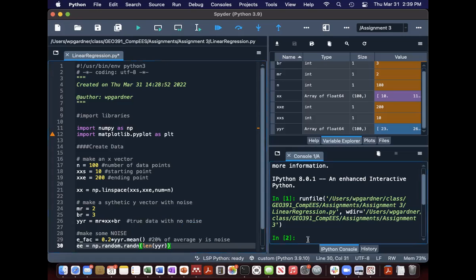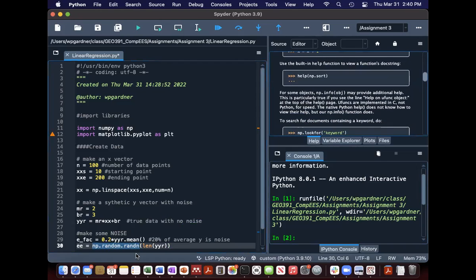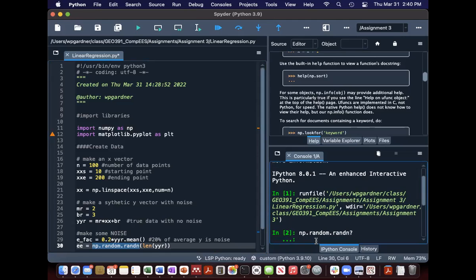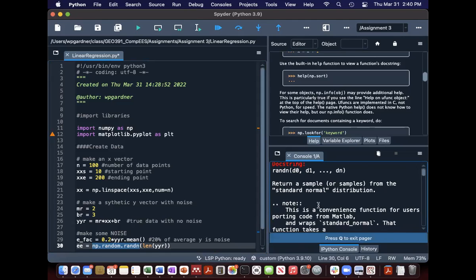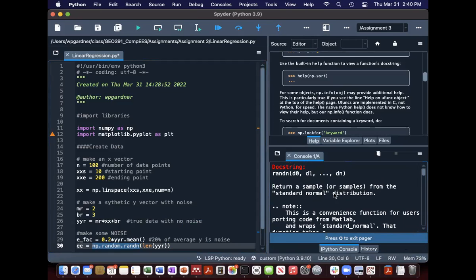In fact, let's get some help on randn. What do I hit? Control I. I don't know if it'll work on my Mac. Boom. I don't want it for this, I want it for random. Okay, return a sample or samples from the standard normal distribution. The standard normal distribution means a standard Gaussian distribution, the classic bell-shaped curve you're used to seeing, with an average of 0 and a standard deviation of 1.